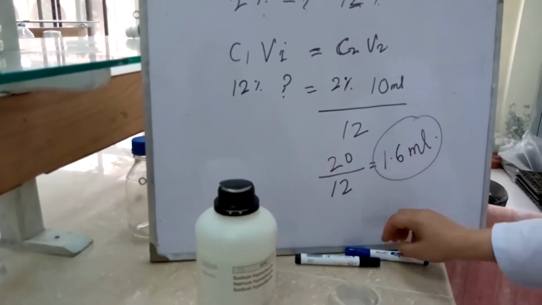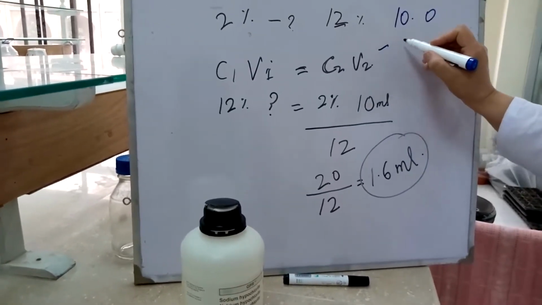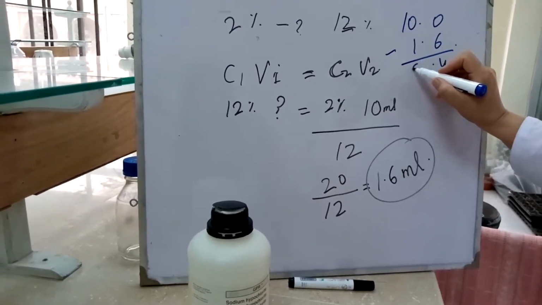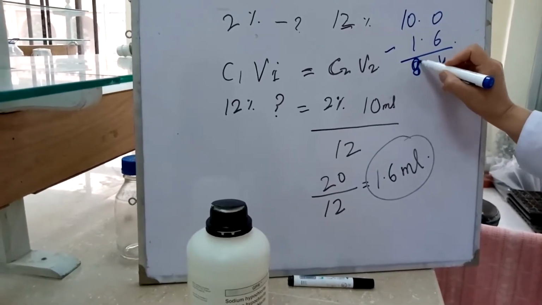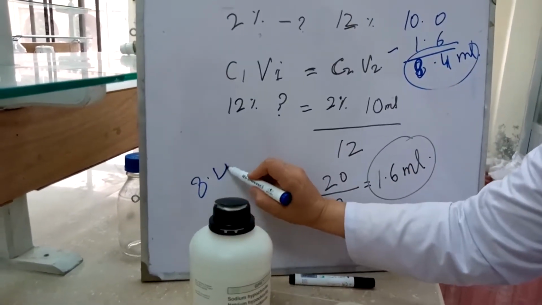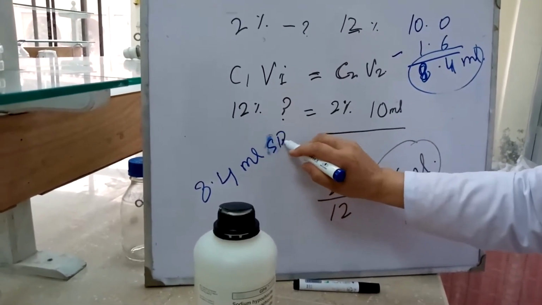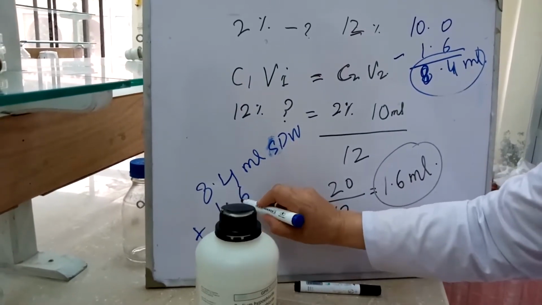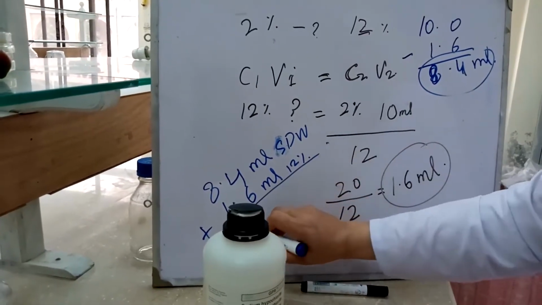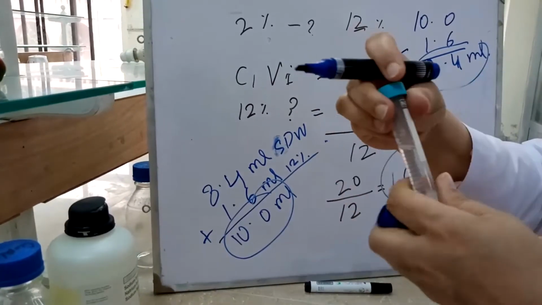How much volume will we take of the water? 8.4 ml water, sterilized distilled water rather, plus 1.6 ml 12% sodium hypochlorite, it will make 10 ml. We will label it.